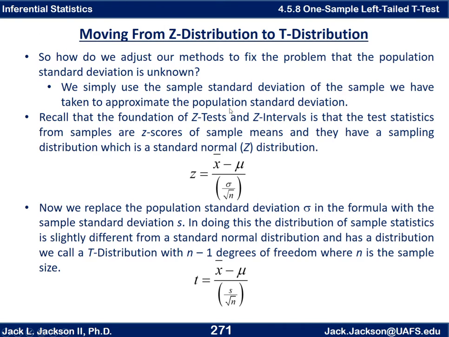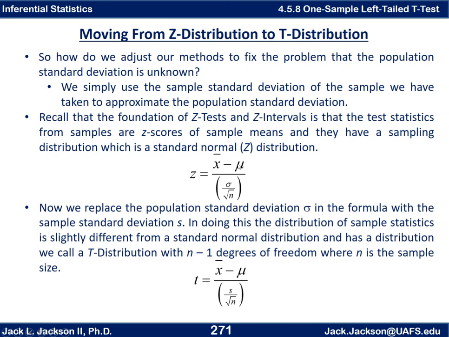So some of this we've looked at before, but let's review here. How do we adjust our methods to fix the problem that the population standard deviation is unknown? Well, of course, just like before, we simply use the sample standard deviation, s, in place of the population standard deviation, sigma. And the foundation of z-tests and z-intervals is the test statistics from samples are z-scores of sample means, and they have a sampling distribution, which is a standard normal z distribution.